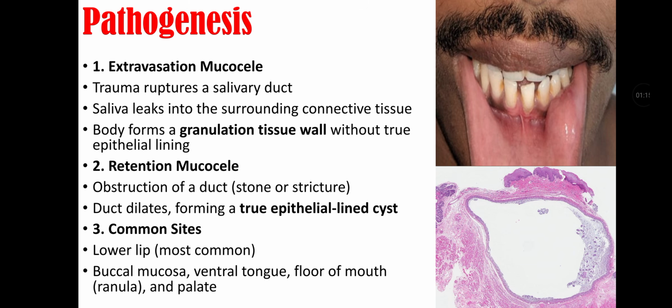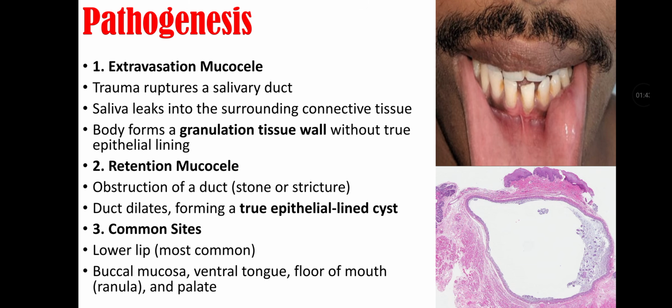Pathogenesis of a mucocele. First is extravasation mucocele. It is caused by trauma that ruptures a salivary duct. In that case, saliva leaks into surrounding connective tissue, and there is formation of a cavity containing granulation tissue walls without true epithelial lining. Second type is retention mucocele. In this case, there is obstruction of duct because of stone or stricture. The duct dilates as a result, forming a true epithelial lined cyst.